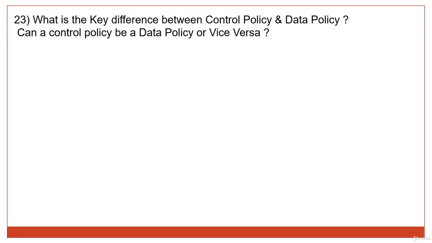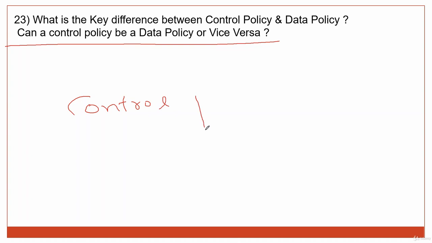Question number 23. This is also very important. What is the key difference between the control policy and the data policy? Can a control policy be a data policy and vice versa? This is very tricky. So we know that we have two types of policy. Let me write here. We have control policy and then we have data policy.